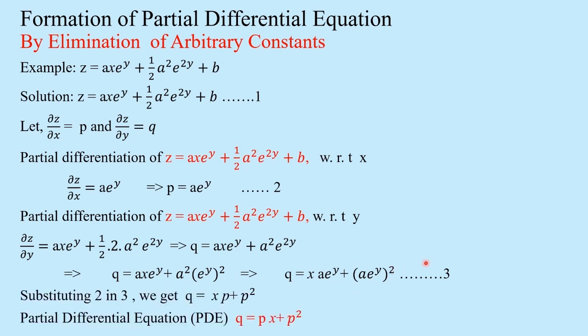Now substituting 2 in 1, that is here p is equal to a into e to the power y. So a into e to the power y we will put as p. So here q is equal to x into p plus p square. This is the required partial differential equation.